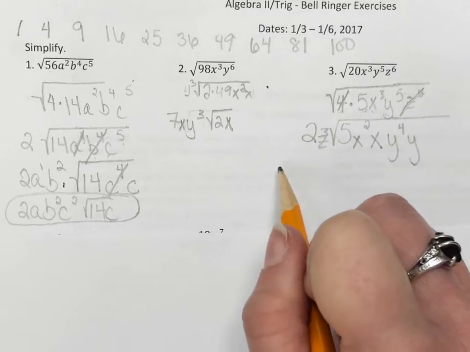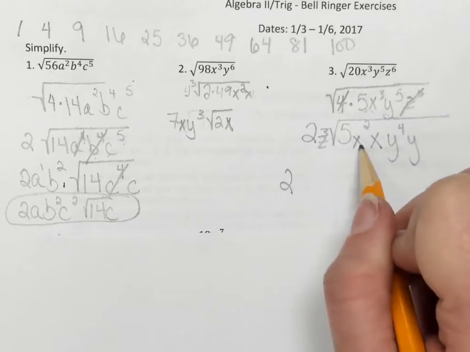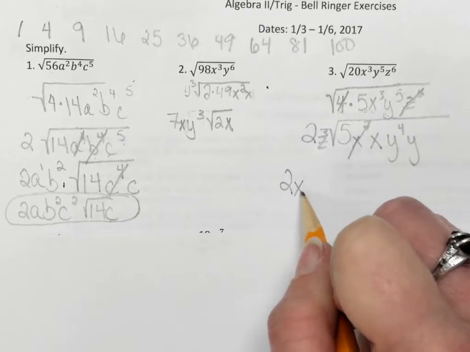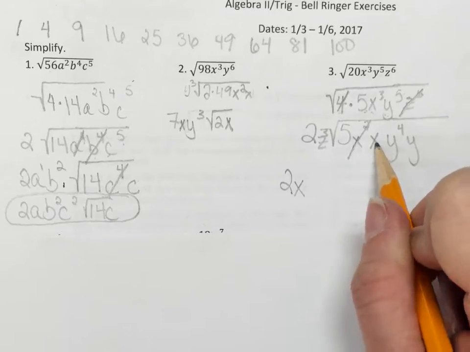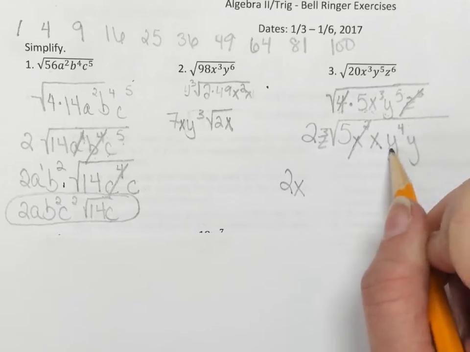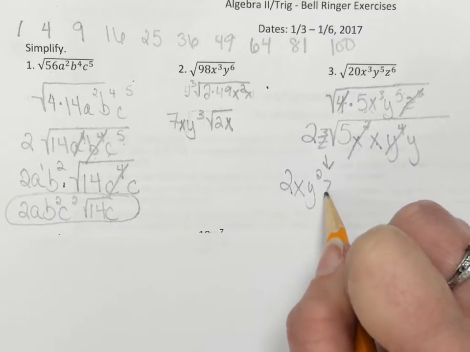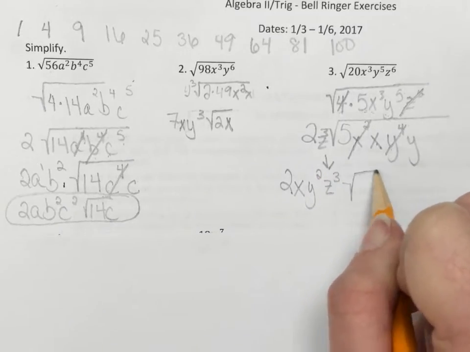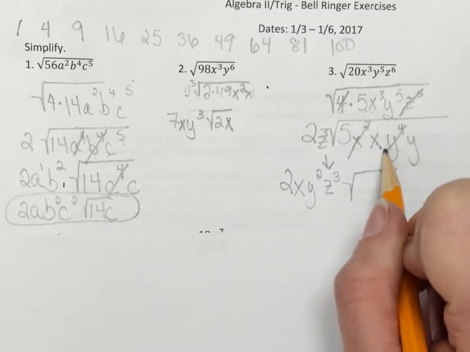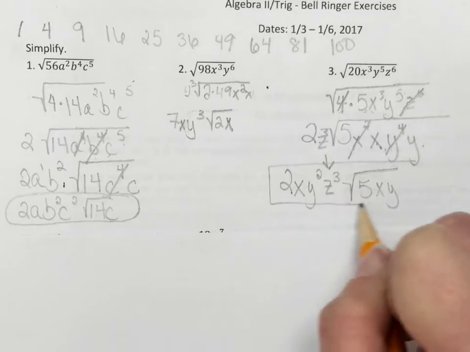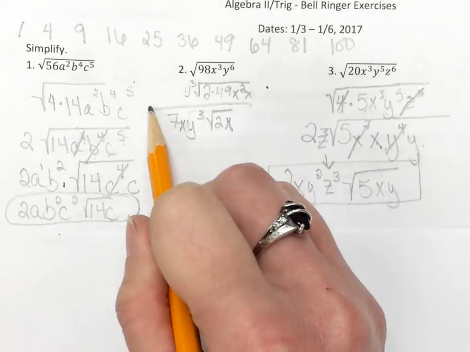All right, so here we go. So we got 2, and then what's half of X squared? Just X. There you go. And then, let's see, that one stays. What about half of Y to the 4? Y squared. And then bring down your Z cubed. All right, what's left inside? 5xy. Perfect. Y'all okay?